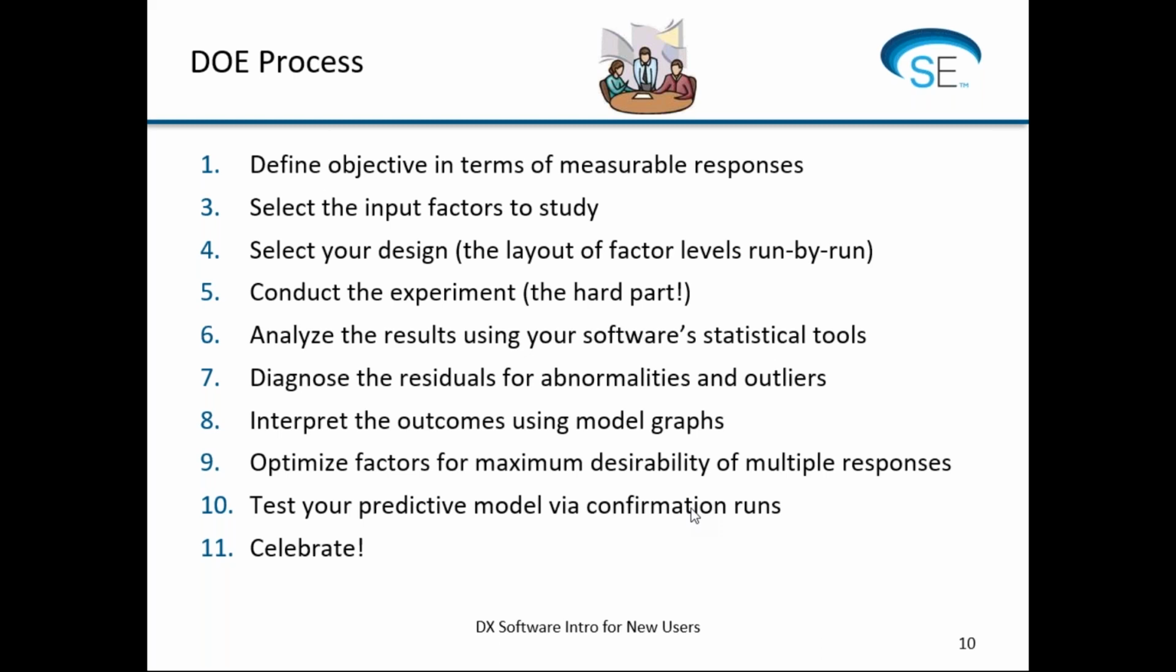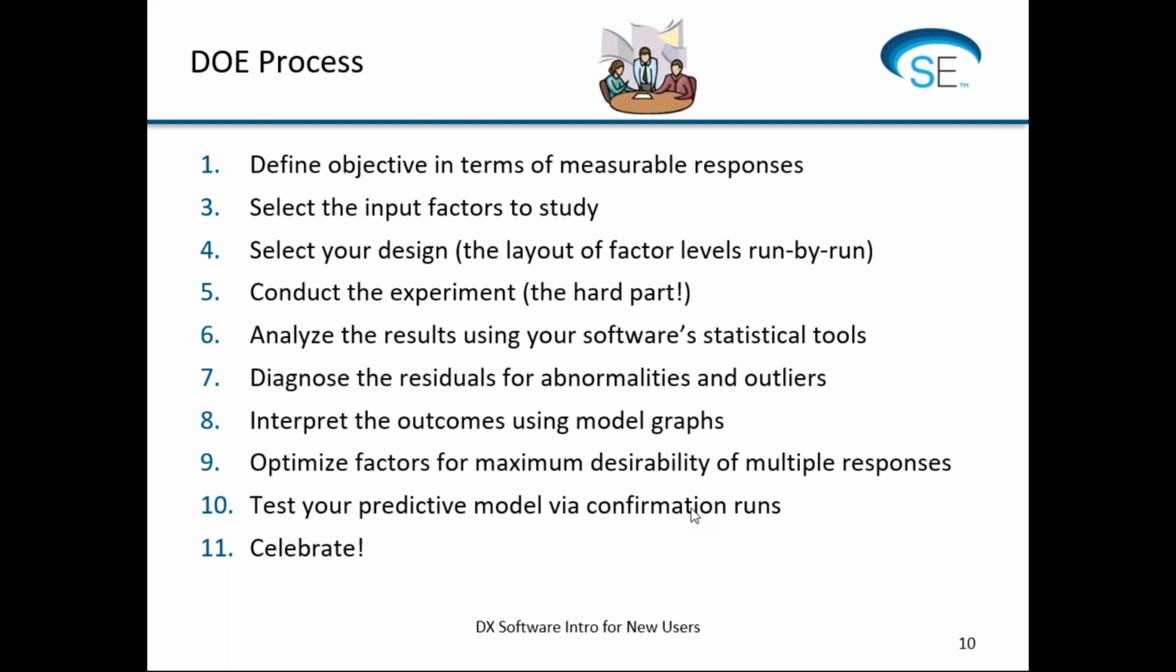to do an experiment. I mean, obviously, the first thing we need to do is define our objective in terms of a measurable response. We need to define the Y's that we're interested in evaluating. Then we need to look at the input factors to study. Those would be the X's. Then we need to select the design. Okay, this is where the software can help you choose, along with the study that you put into it to understand the options that are available.